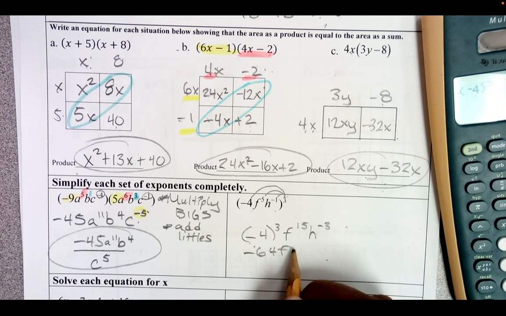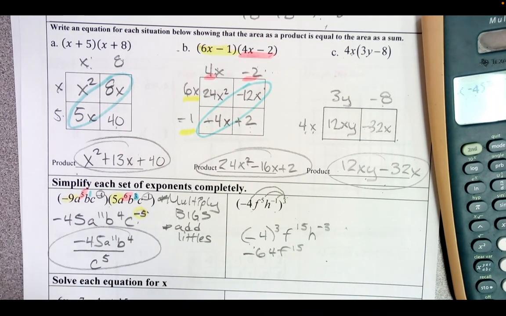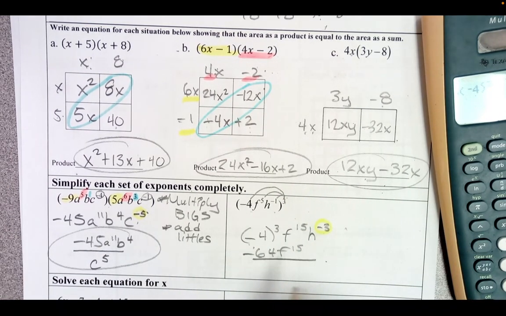These are already changed. But then again, just like the last problem, if I have a negative exponent, that needs to go to the denominator. So I move that down, and then make the exponent positive.